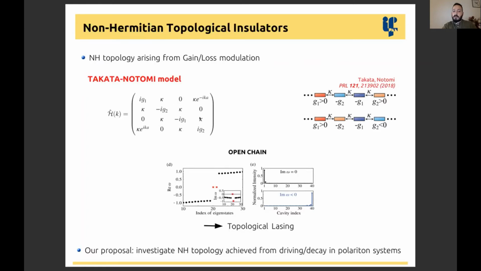So without playing with the hoppings, but just with this on-site modulation, we can actually end up in a situation where we have topological phases. So we have the emergence of edge states, and we are coming from a system which is non-Hermitian in nature. And eventually, by playing with the intensity of the imaginary part of the eigenvalues, we can end up in a situation where we can achieve topological lasing. So our proposal is to investigate non-Hermitian topology, which stems only from the driving and decay mechanisms, which are so characteristic of exciton polariton condensates.